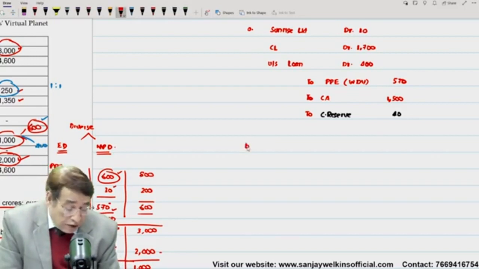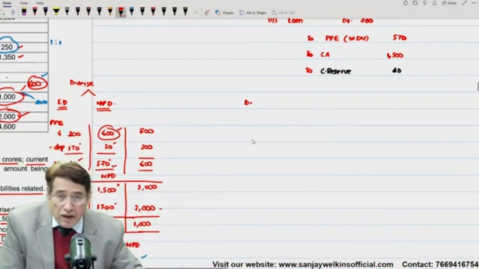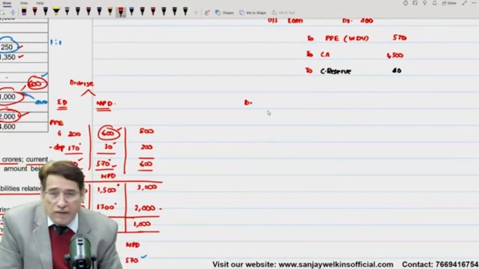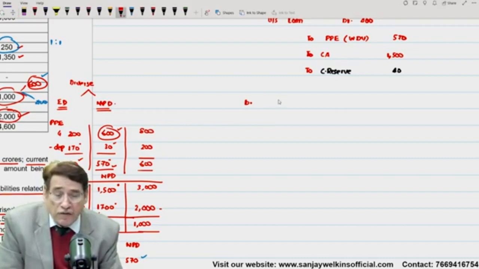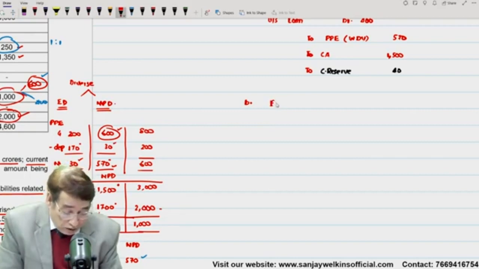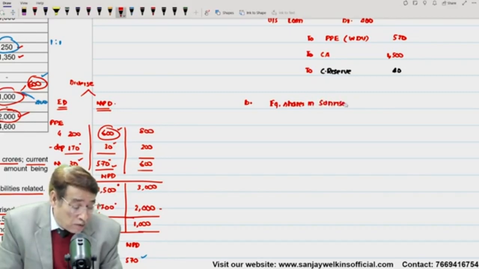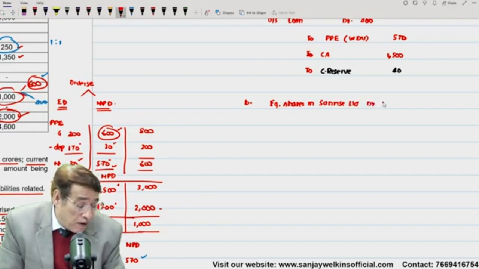Point number B is related to consideration. And as far as Sunrise Limited is concerned, consideration is being received by the Divers Limited. Isn't it or not? So this time we are receiving the consideration, and we are receiving the consideration in the form of the shares. So I am going to write here, first of all, equity shares in Sunrise Limited, equity shares in Sunrise Limited debit is equal to 10.